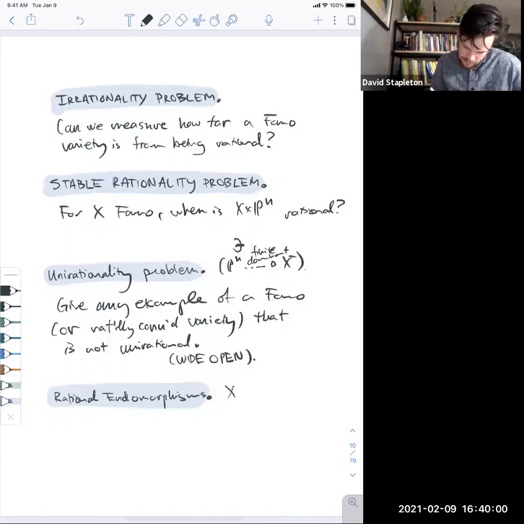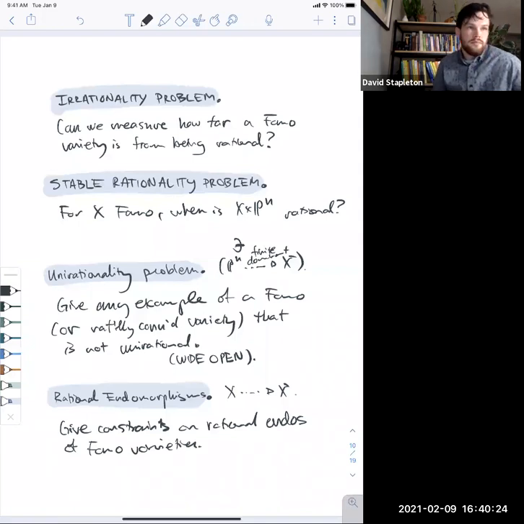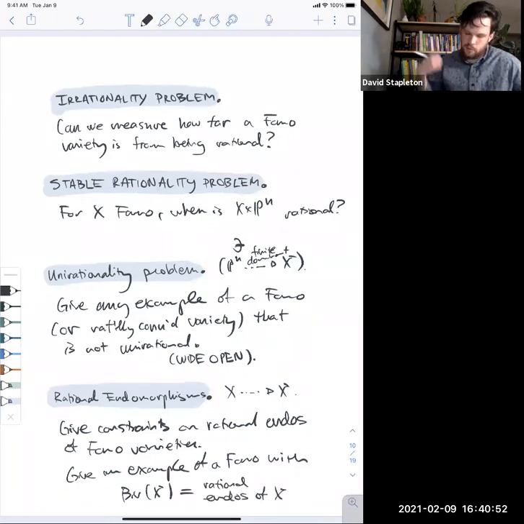And then the last thing, which is something I'm going to talk about, is you can look at rational endomorphisms of Fano varieties, and you can ask, can you give constraints on rational endomorphisms of Fano varieties? Or maybe better, can you give an example of a Fano variety where the birational automorphism group is equal to the set of rational endomorphisms? Maybe with a finite degree. Sorry, not of degree 0.